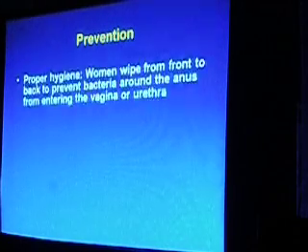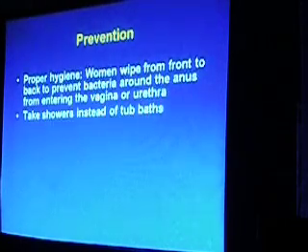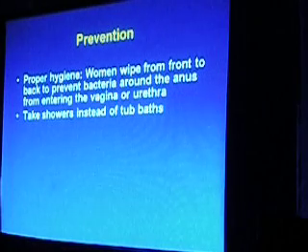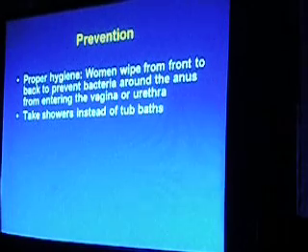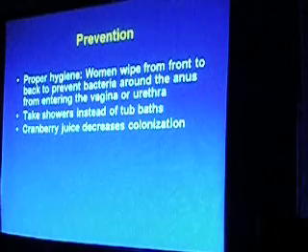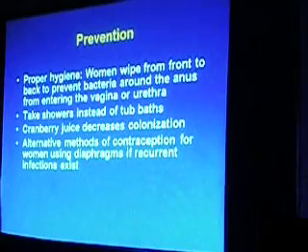Next slide. Proper hygiene. Particularly in women, this is very important. They have to wipe from front to back rather than back to front, because that will push the rectal bacteria into the urinary tract. Taking showers instead of tub baths, because again bacterial entry is a possibility. Taking cranberry juice again decreases bacterial colonization. And using alternate methods of contraception, particularly when you use spermicide or diaphragm, etc.